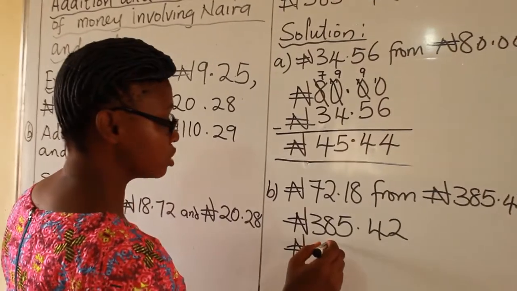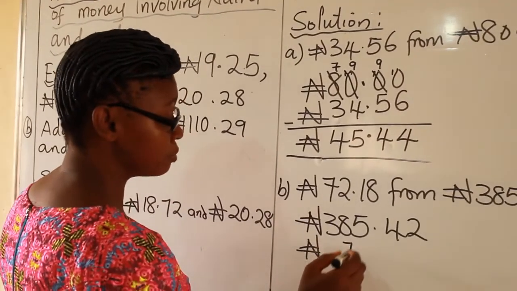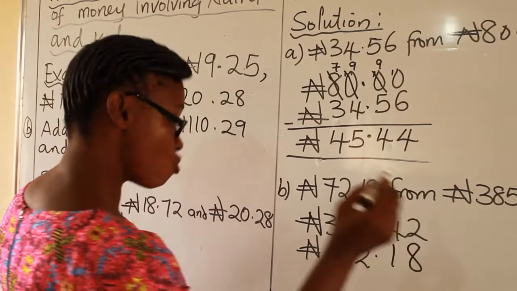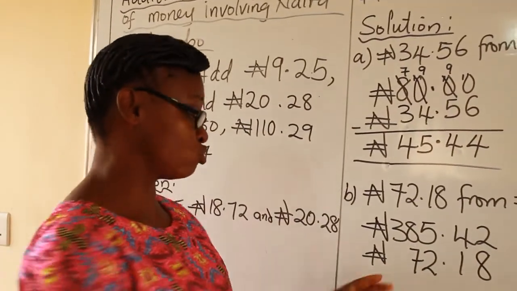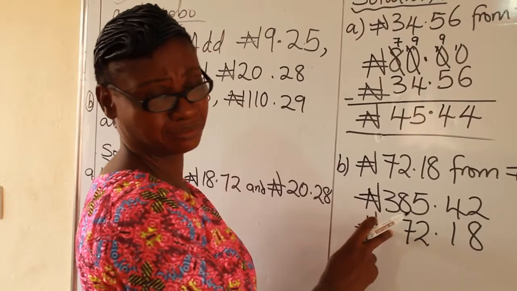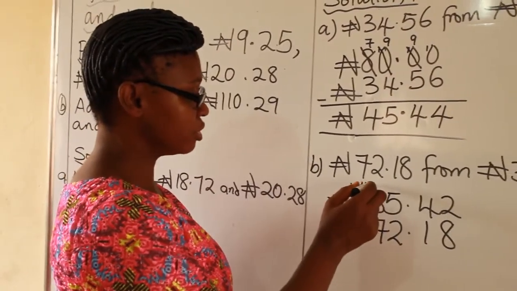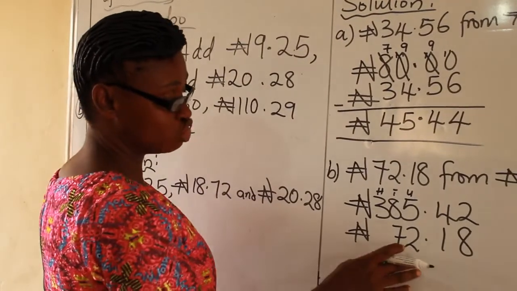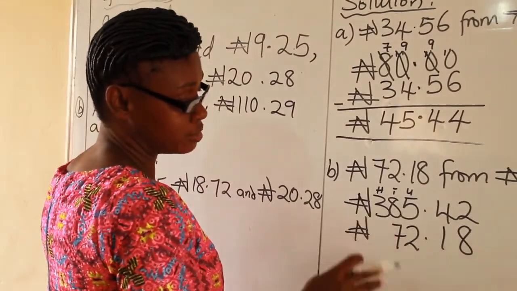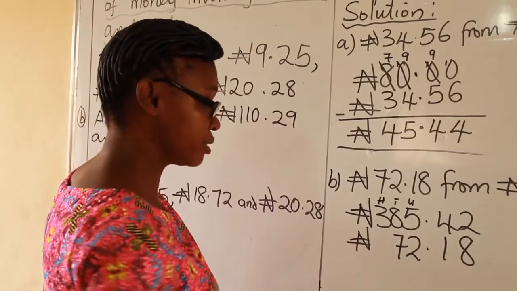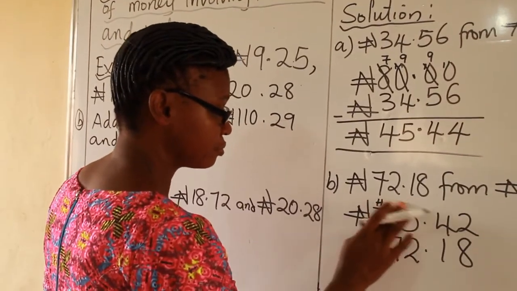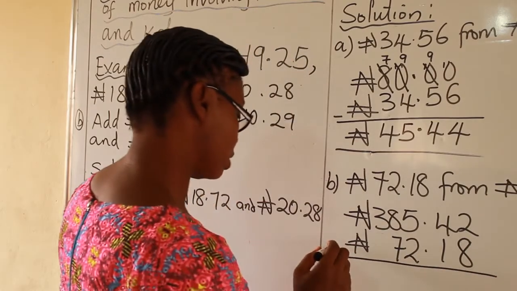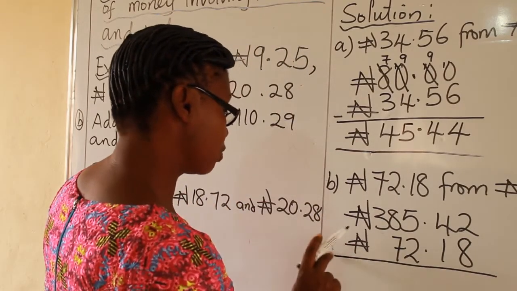How much are you giving out to somebody? Check your annotation: 72 naira 18 kobo. You're not going to write your 72 under 3. You don't start it here, because what you have is hundreds, tens, and units. So 72 will come under what? Tens. And then your 2 will go under your unit. That is it. And then you put your equal line. What are we doing? Subtraction.